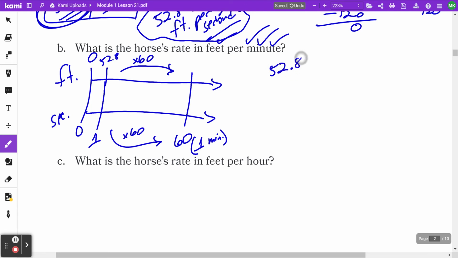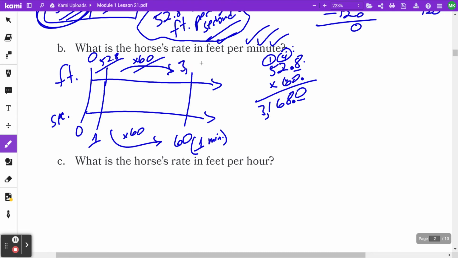So all I do is take care of what it tells me. Take 52.8, multiply by 60. I can drop down that 0. 6 times 8 is 48. 6 times 2 is 12, 13, 14, 15, 16. And there's a 30 plus 1, 31. My decimal's there, so my decimal's there: 1 digit after the decimal, 1 digit after the decimal. There it is. 3,168 feet per minute.